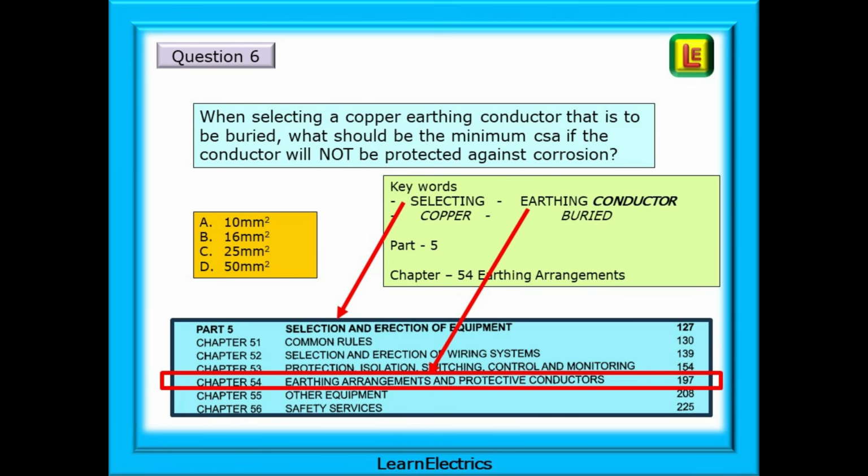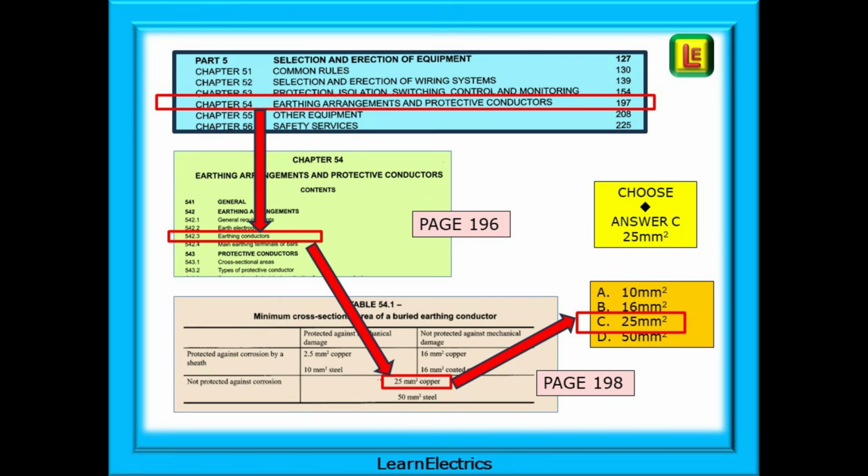A few lines down is chapter 54, earthing arrangements, another keyword. It tells us to go to page 197. Page 3 then has taken us to page 197, but look at the page on the left, page 196. Part way down is 542.3 earthing conductors, the other key word. So go to 542.3 on page 198.